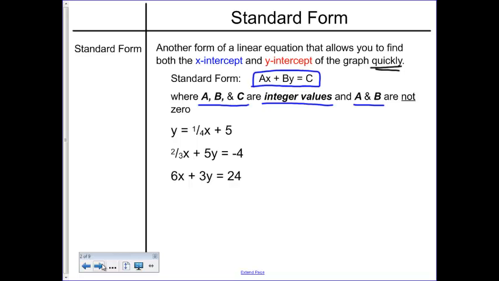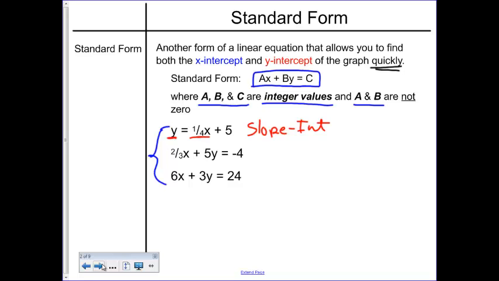We have 3 equations down here, but only one of them is in standard form. The first one is obviously not, because you have a y on one side and the x on the other side. That is not standard form. That is actually slope intercept form.